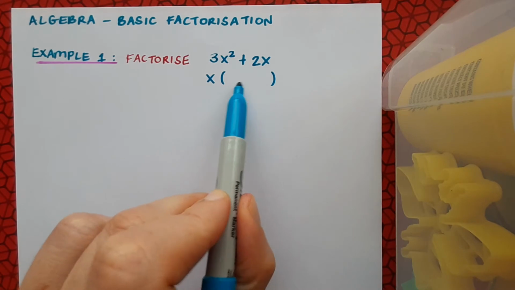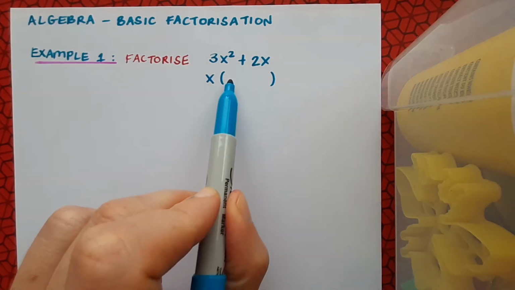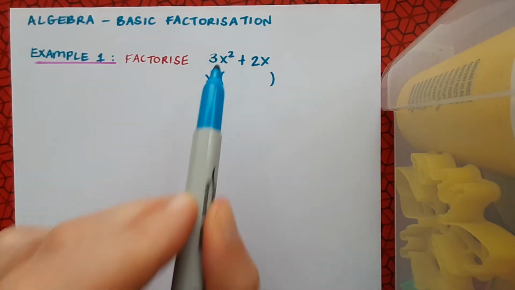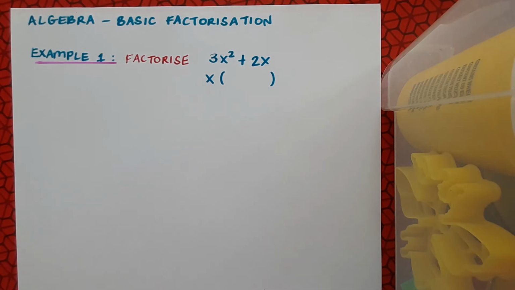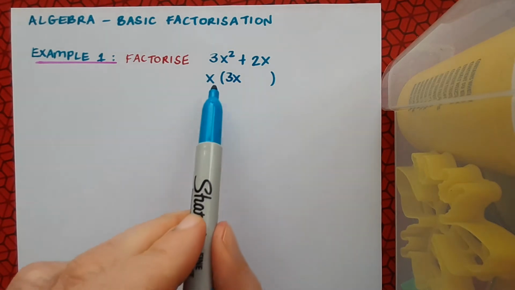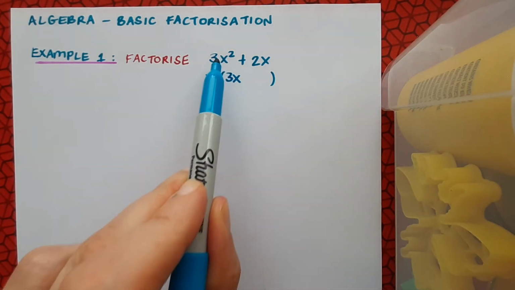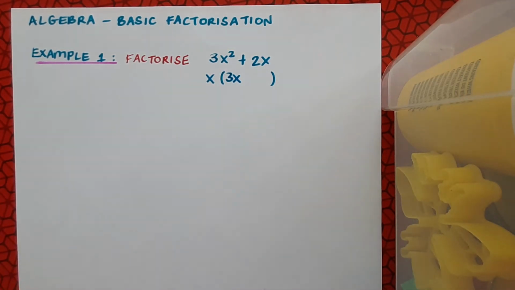Now when I'm filling in my brackets, I need to have a think, what would I need to multiply x by to get my 3x squared in my original expression? Well, x by 3x is 3x squared. So it's 3x that I should fill in.